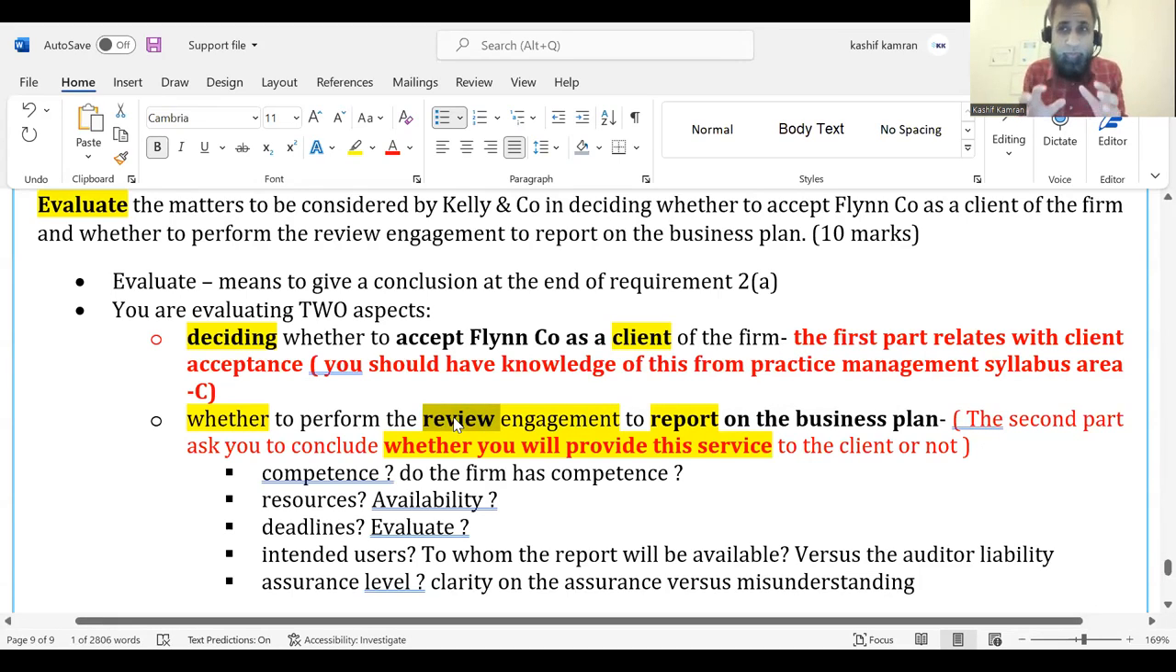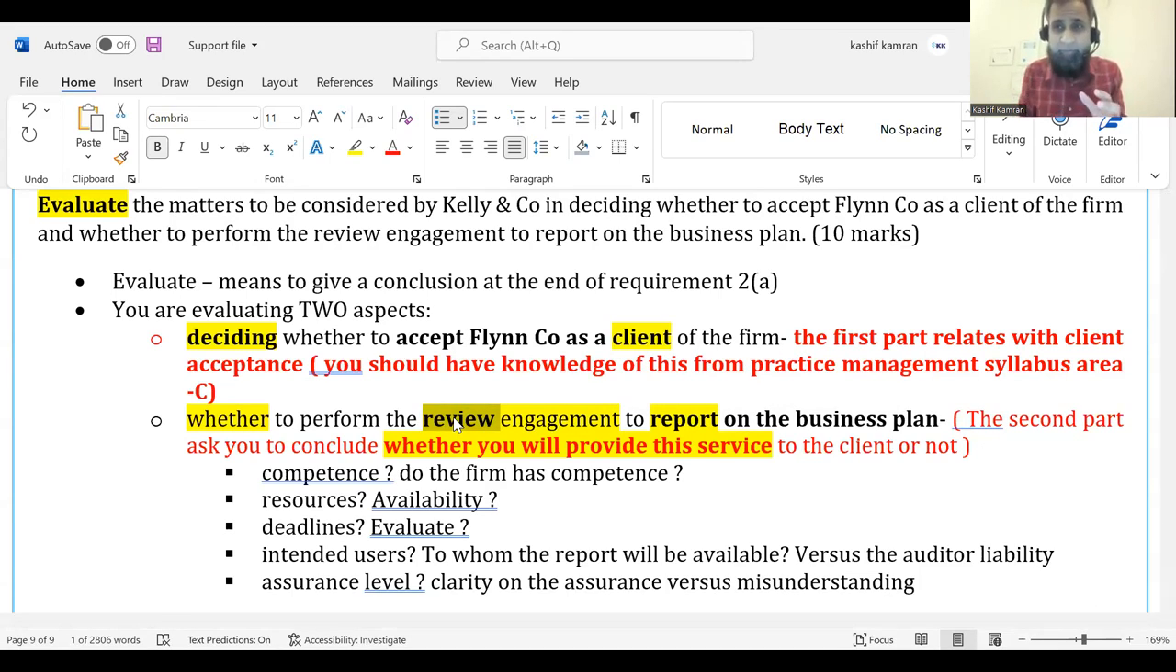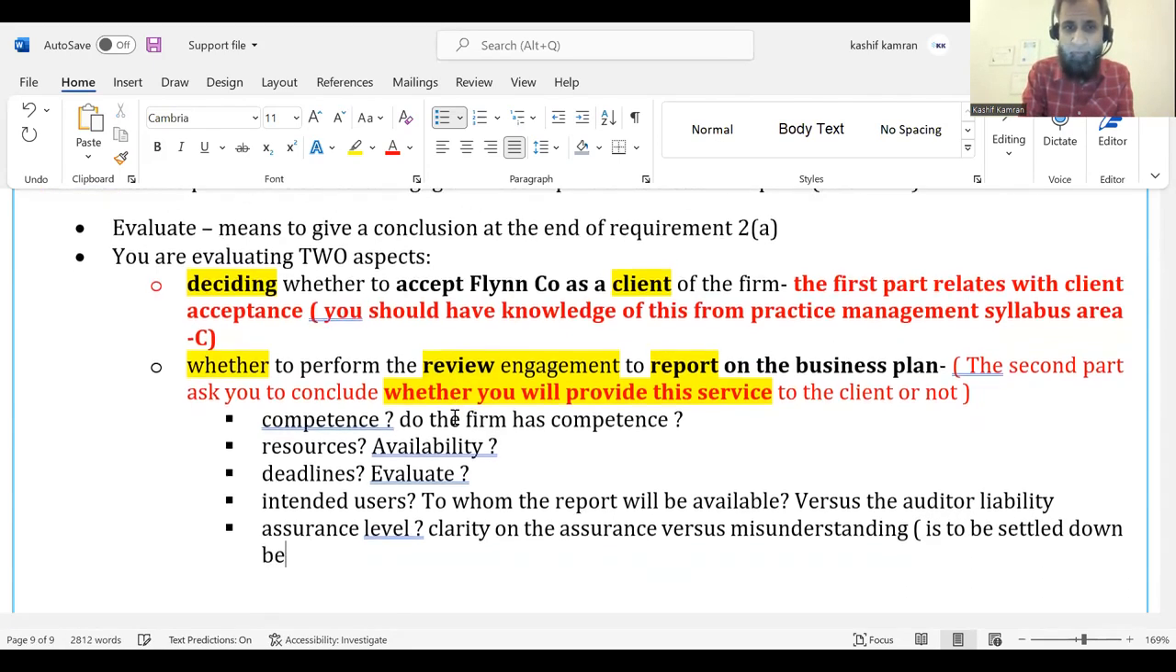So you need to have a clear understanding between the management and the auditor when you are accepting a service, of exactly what the assurance level will be. So clarity on the assurance level, versus the misunderstanding which can come later, is to be settled before you accept the service.